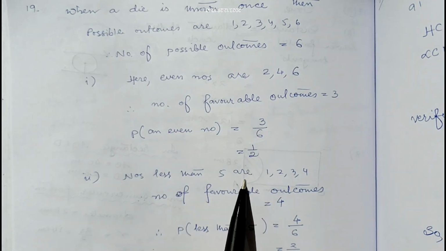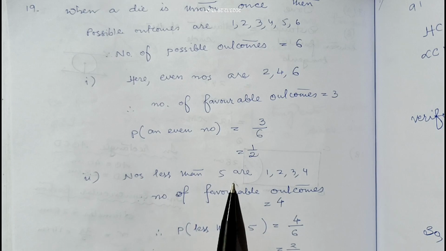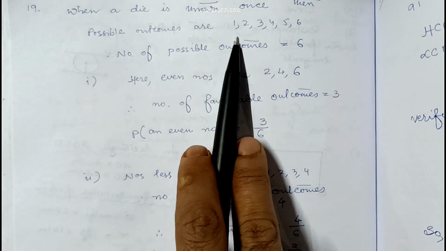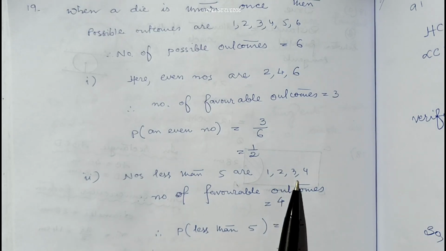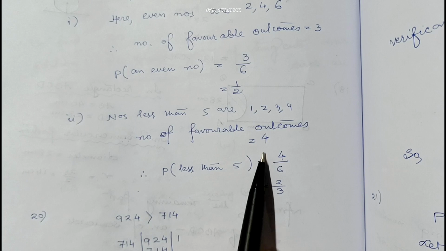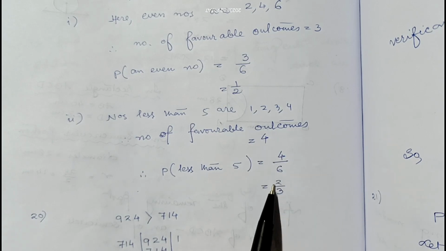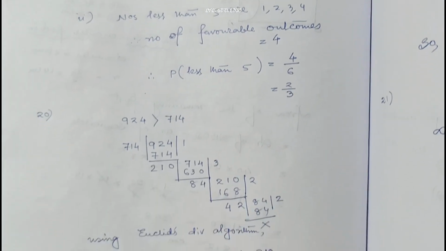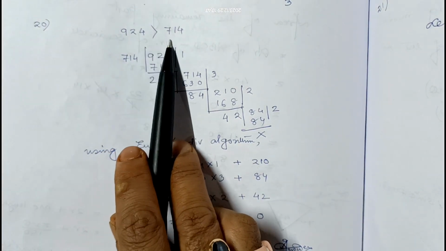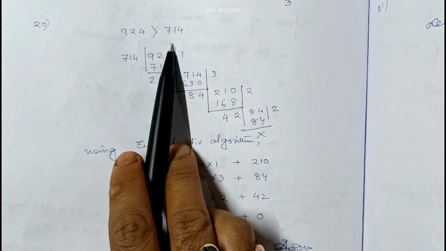In the second case, it is given numbers less than 5. Numbers less than 5 in this sample space are 1, 2, 3 and 4. So there are 4 favorable outcomes. Therefore the probability of less than 5 will be 4 by 6. If I cancel by 2, it will be 2 by 3. In question number 20, it is given to find the HCF of 924 and 714 by Euclid's division algorithm.